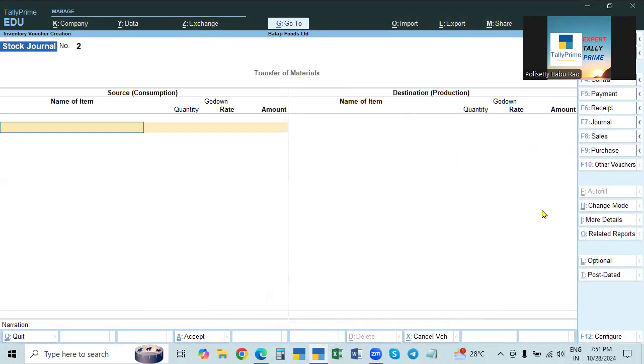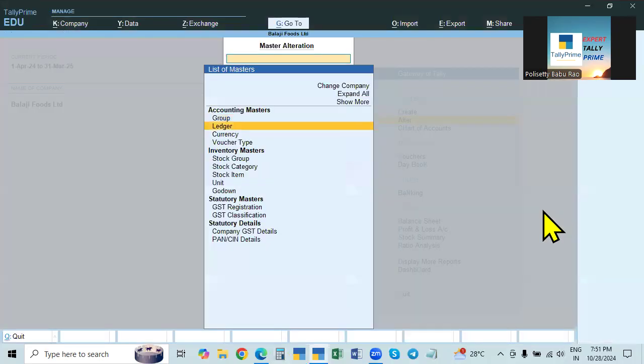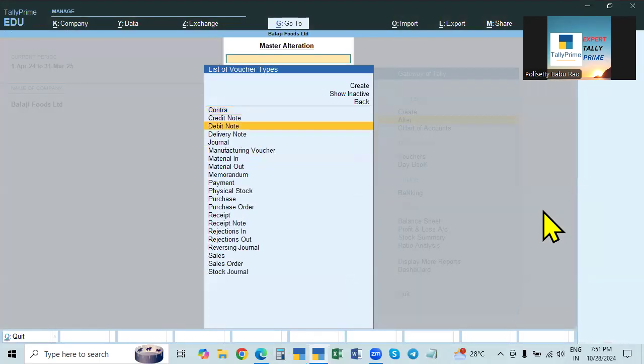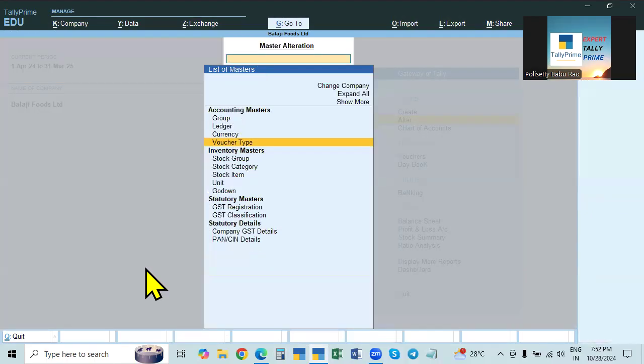So if there are expenses, when you are in the voucher type, in the stock journal, you have to make the additional cost option yes. Then it will record the additional cost. It will ask you to give the additional cost as a percent or an amount. It will automatically add to the cost of the goods, the cost of the finished goods.